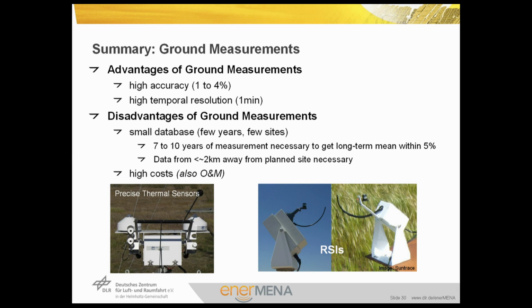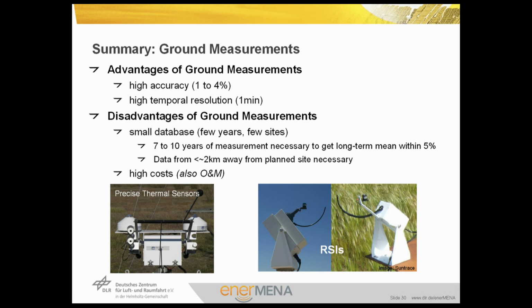So to sum up, ground measurements can reach high accuracy, let's say between 1 and 4%, and they can give you a high temporal resolution. 1 minute is no problem. The disadvantages of ground measurements are that the database is small, so usually you only have a few years of data and you only have few sites close to the interesting site where you want to put your CSP plant.